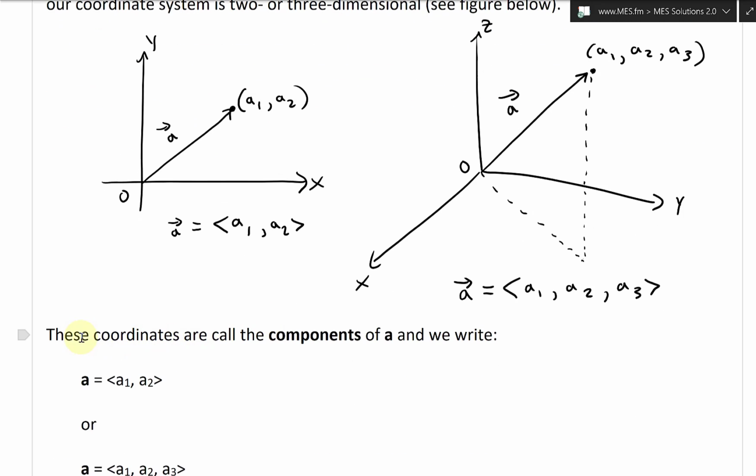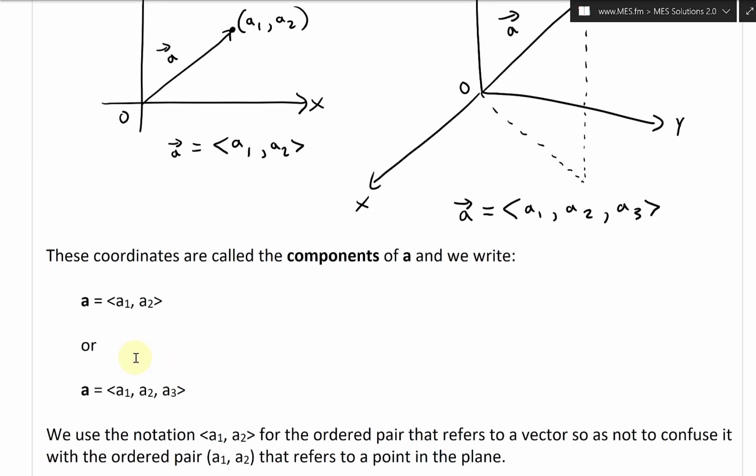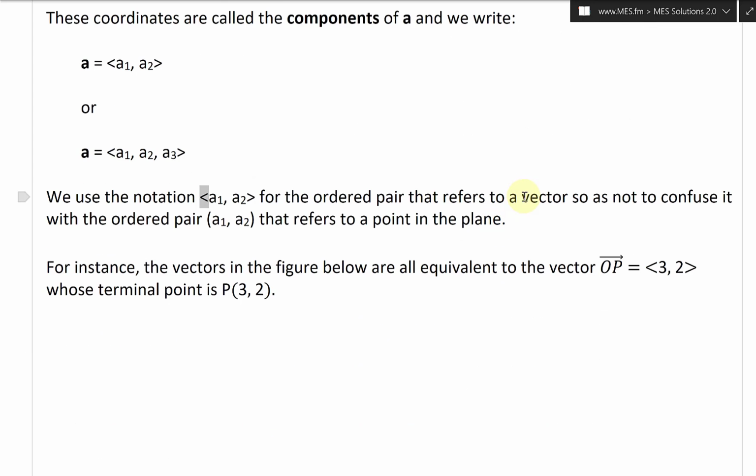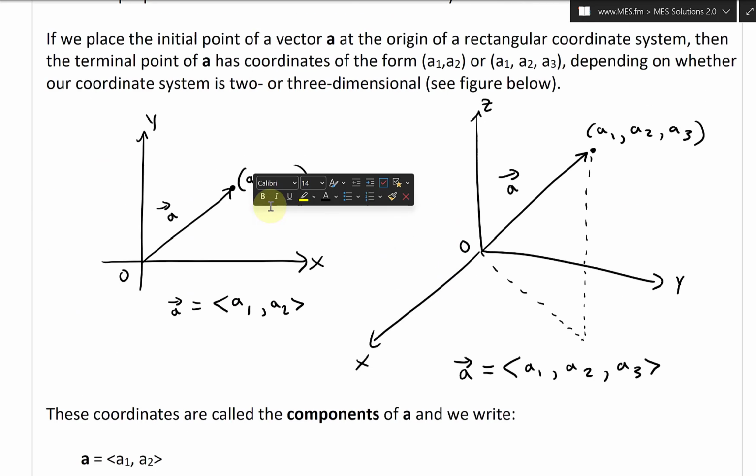All right, so these coordinates, A1, A2, or A1, A2, A3, are called the components of the vector A, and we write vector A equals this triangle bracket A1, A2, or in 3D, this triangle bracket A1, A2, A3. We use this notation, these triangle brackets, for the ordered pair that refers to a vector, so as not to confuse it with the ordered pair with the regular bracket A1, A2 that refers to a point in the plane. So this is a point, and this is a vector.